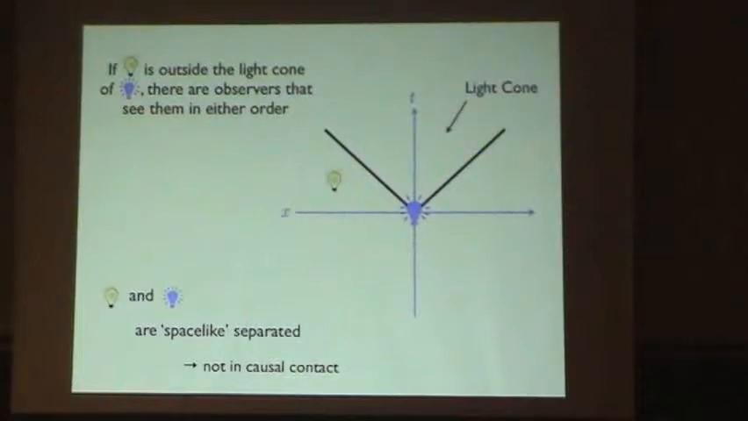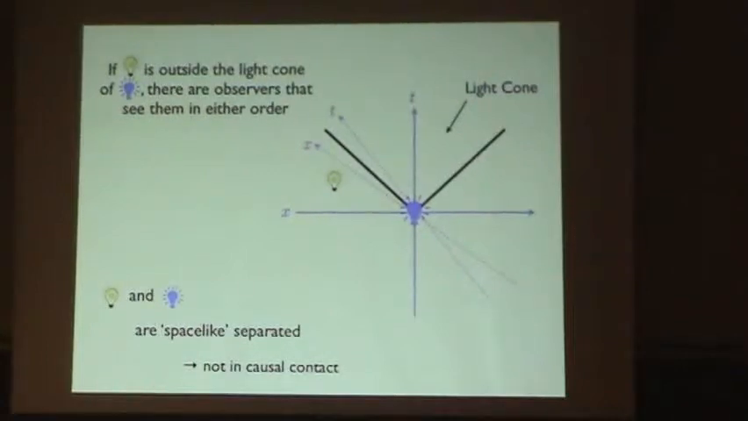I see the blue light bulb going off first. Someone moving a little bit fast, so that their x-axis is only rotating a little bit, still sees the blue light bulb going off first, but someone going very fast sees the yellow light bulb going off first. When they see the blue light bulb going off first, this is everything they think is happening at that time, and everything on this side happened at earlier times. So they think the yellow light bulb goes off first.